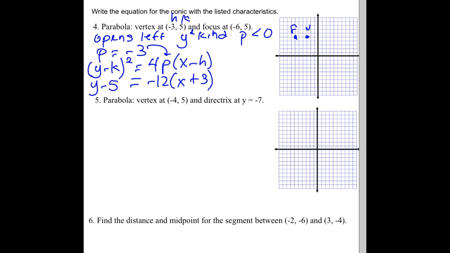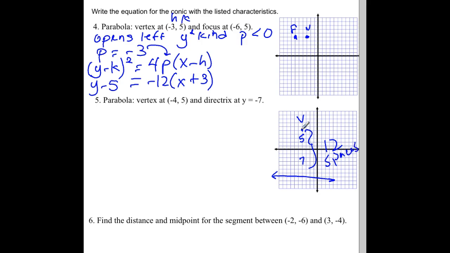Example 5, we're looking at a parabola. It has a vertex at negative 4, 5, and a directrix at y equals negative 7. So let's plot our vertex. All right, negative 4, 5, and then the directrix is down here at negative 7. Okay, so we need to figure out how far we went from the vertex to that directrix. We went up 5 spaces here, we went down 7 spaces there, so we have a total of 12 spaces.